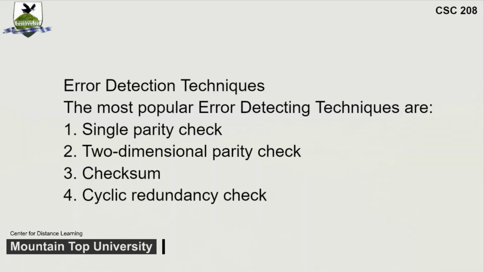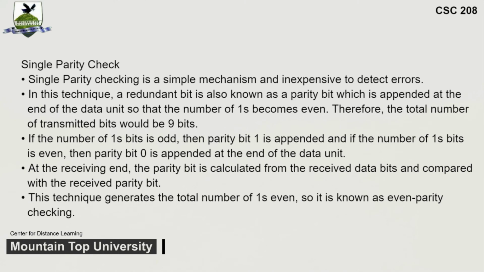Error detection techniques. The most popular error detecting techniques are: 1. Single parity check. 2. Two-dimensional parity check. 3. Checksum. 4. Cyclic redundancy check. Single parity check. Single parity checking is a simple and inexpensive mechanism to detect errors. In this technique, a redundant bit, also known as a parity bit, is appended at the end of the data unit so that the number of ones becomes even.